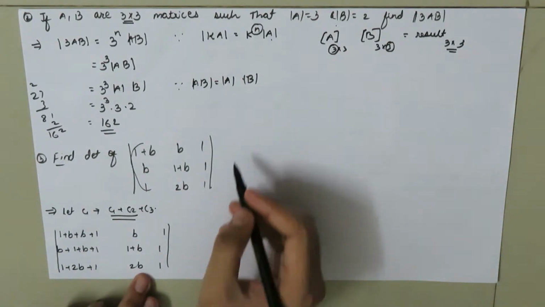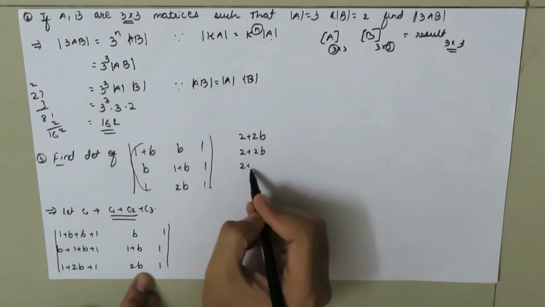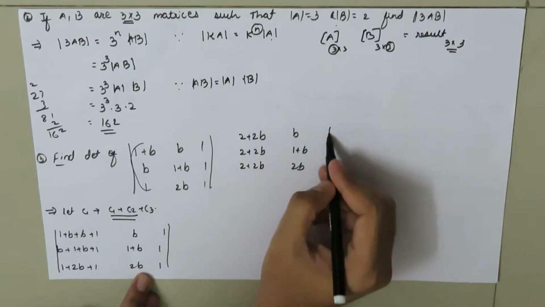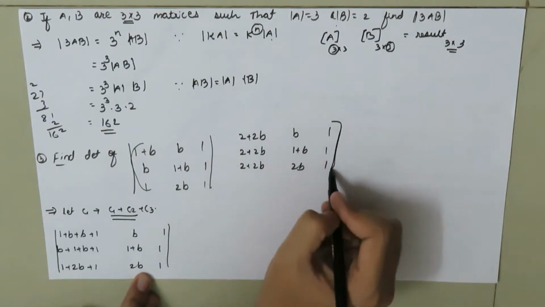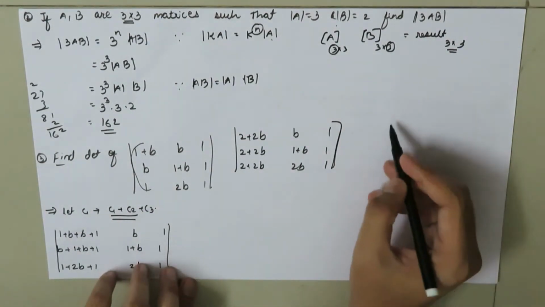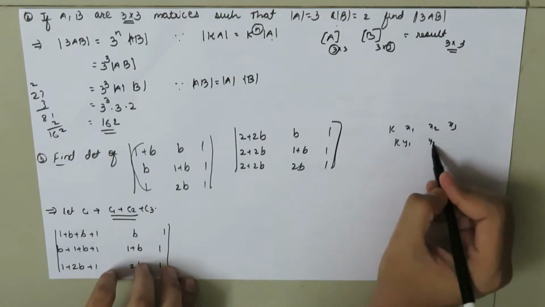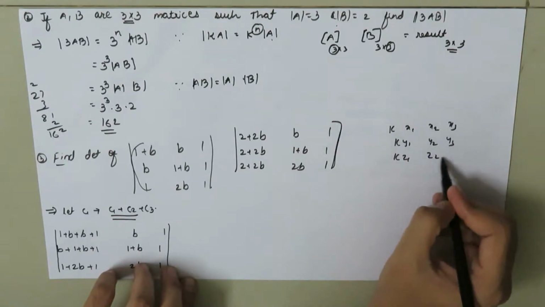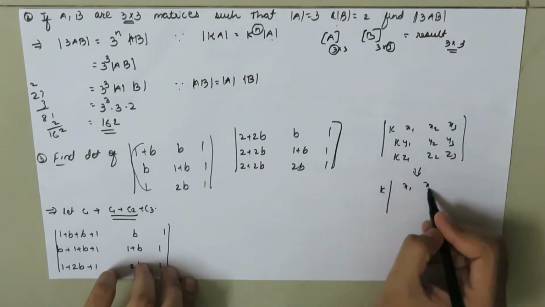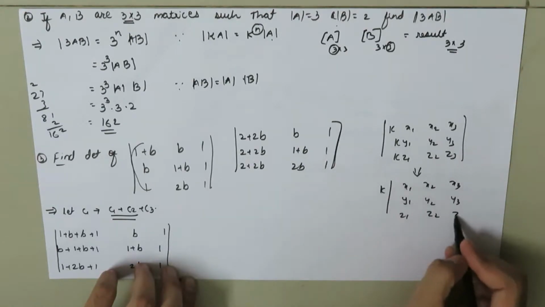So we can write this as 2 plus 2b, 2 plus 2b, and 2 plus 2b. This will be b, 1 plus b, 2b, 1, 1, 1. This is the determinant. And now we know that when the determinant is of the form k x1, x2, x3, k y1, y2, y3, k z1, z2, z3, then we can write this determinant as k inside the bracket x1, x2, x3, y1, y2, y3, and z1, z2, z3.